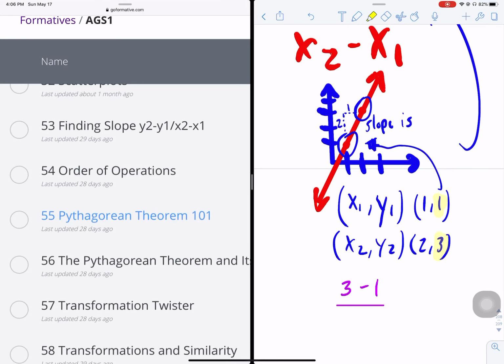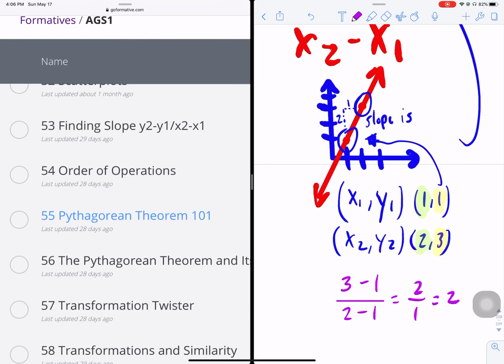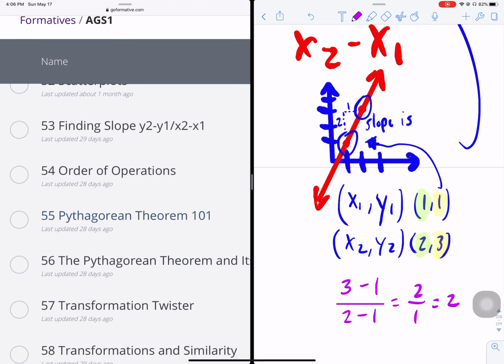Well, then x2 is 2 minus 1. And if you do the math on that, what you end up with is 2 over 1, which means the slope is 2. Now, we already knew the slope was 2 because we counted at the beginning up 2 over 1. So it's not going to give you a different slope. What it's going to do is give you the slope without counting on a graph.